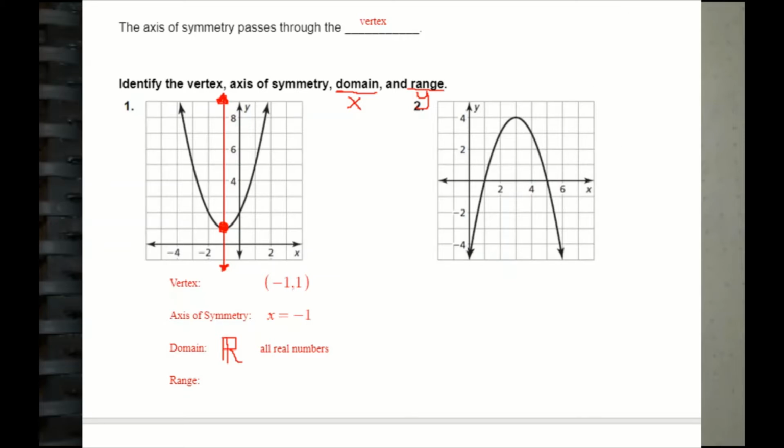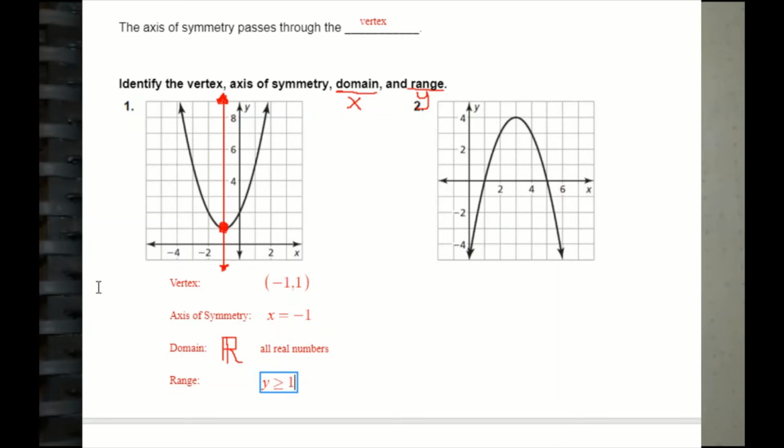Because not all the y values are accounted for, like y equals 0, for instance. You can see there's no points on the graph. Y equals -1, same deal here, no points on the graph. So there's no points below +1. So this is the lowest point on the graph, and there's no other coordinates below it. So the range will be written as y is greater than or equal to 1.